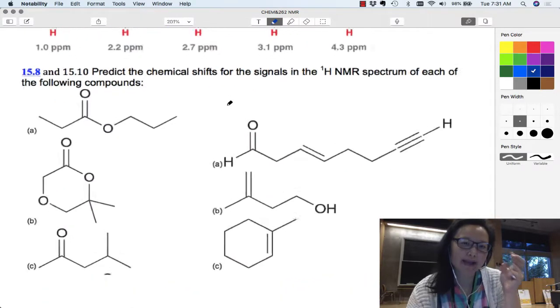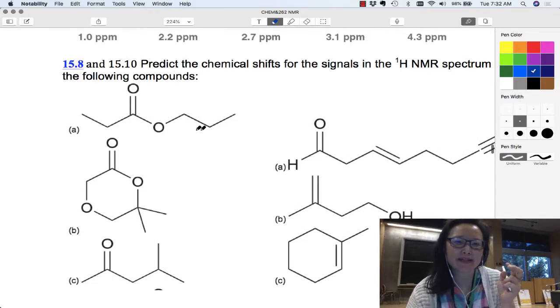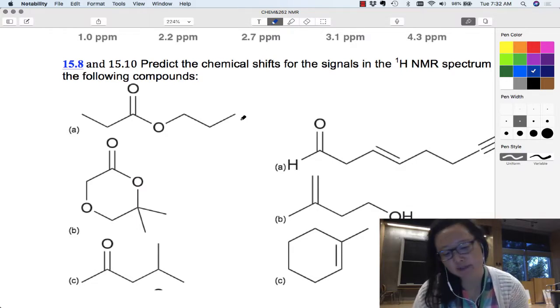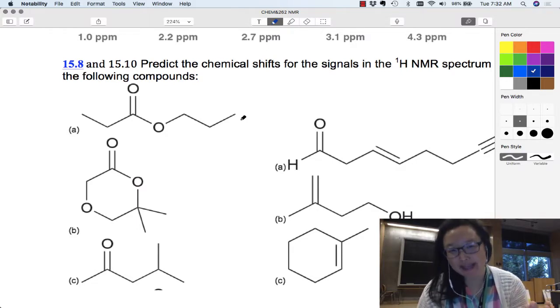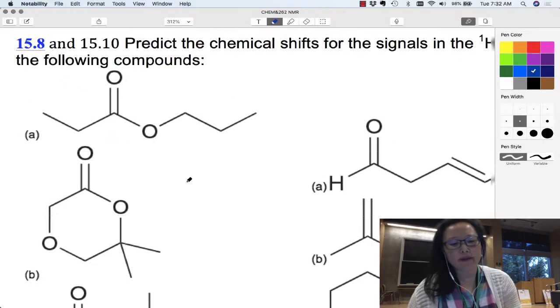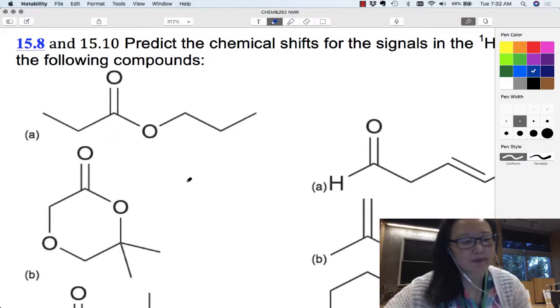So what we'll do is practice by looking at the different kinds of hydrogens in this molecule, and we're going to figure out where their chemical shift is. Just try to predict it. It's not going to be exact, but use the ranges that I provided you and just start getting used to this. And let's also think about non-equivalent hydrogens as we do this.